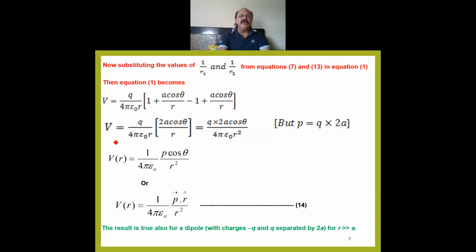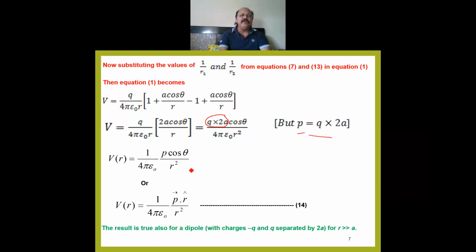So finally what you will get, V equals Q upon 4 pi epsilon naught r, within bracket 2a cos theta upon r. Now Q into 2a cos theta upon 4 pi epsilon naught r square. Now Q into 2a, that is electric dipole moment. So in place of that we put p.